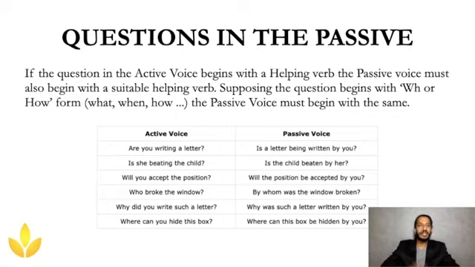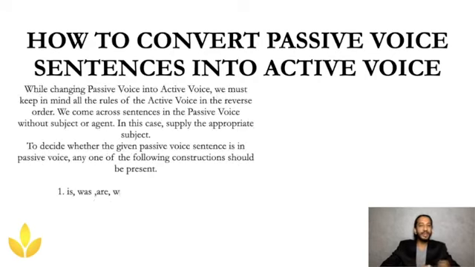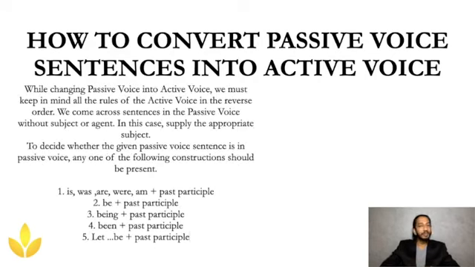Now, the second part is how to convert a passive voice back into an active voice. While changing the passive voice into an active voice, you must keep in mind all the rules of the active voice that you practiced right now. When you are converting into the passive voice, you just do it in the reverse order. So we come across sentences in the passive voice without any subject or agent at times. In that case, supply the appropriate subject on your own.